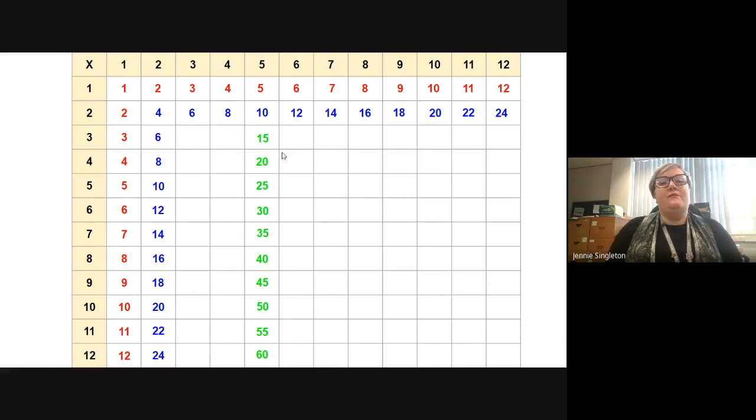Again, because I know what 5 times 3 is, I also know what 3 times 5 is, and so I can fill in this row across here.